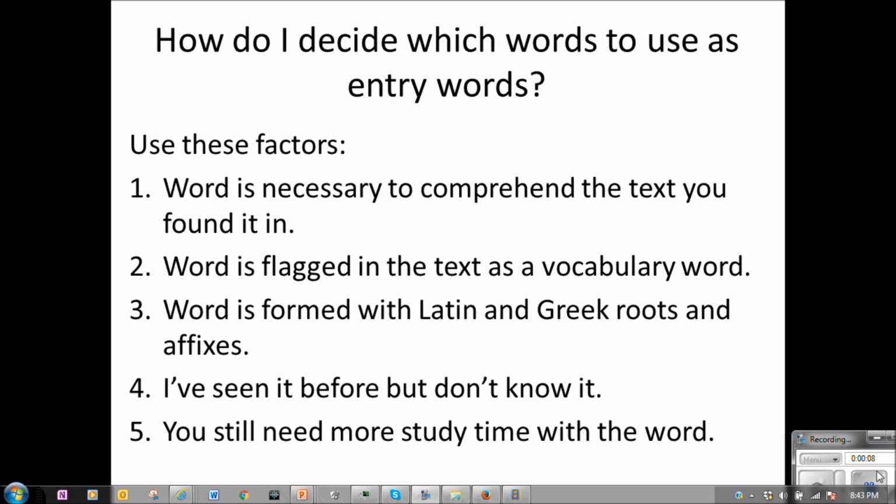I'd like you to open your notebook to your vocabulary section and right on the first page there, write down these 5 factors so that you remember when you're entering words. The next thing I want you to do is on the next page, I want you to write at the top "possible words." And I just want you to use that page to keep a list of words that you might use, and then you'll decide from that list which words you're going to do entries for. So here's some criteria. Go find words and let's start learning some vocab.